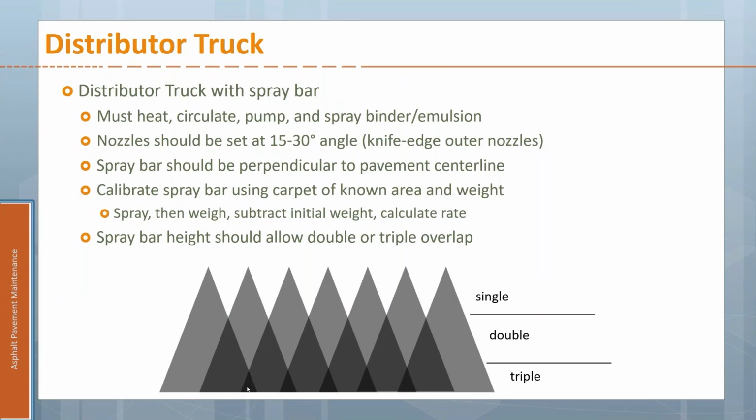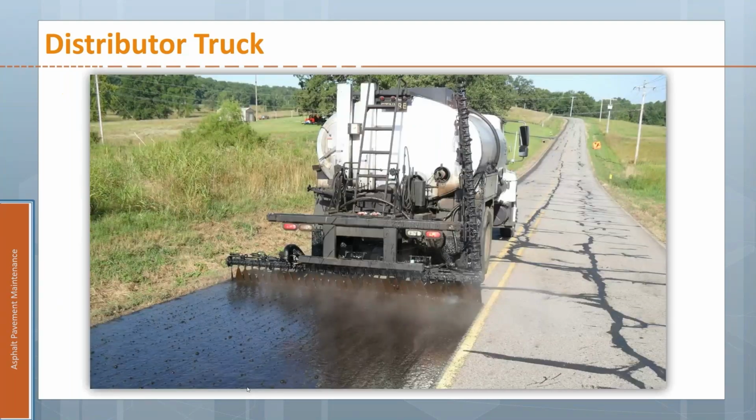So that's what we want, to make sure we get a nice even coating across the width of the pavement. So here's an example of that distributor truck headed down the road, and you can see how those nozzles are twisted a little bit, so they're not actually hitting each other, but they are overlapping as the truck goes down the road.